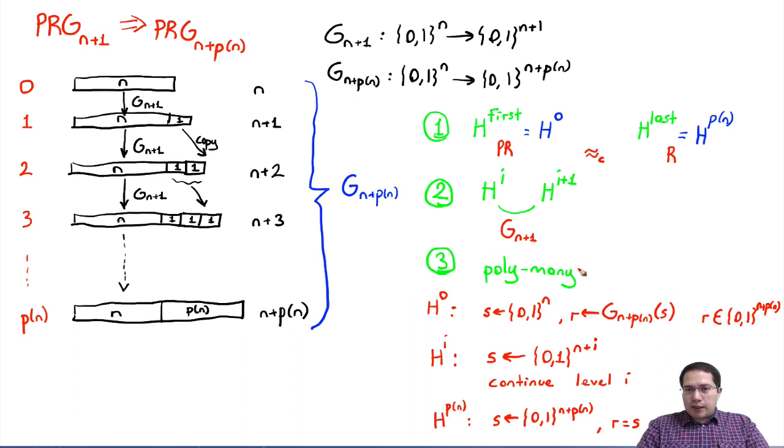Do we have polynomially many hybrids? Yes, remember our last hybrid is Pn, so we have Pn plus 1 hybrids essentially. Remember, Pn was a polynomial, so we have polynomially many hybrids. We satisfy all three requirements of a hybrid proof if we define our hybrid I as this. Now, the next step would be proving this using a reduction. So this was only a starting point for us.